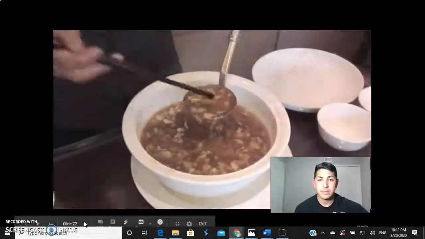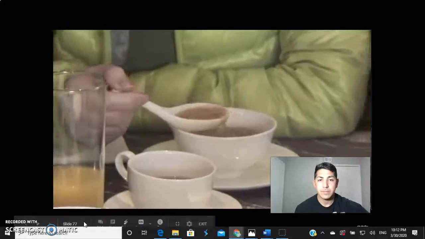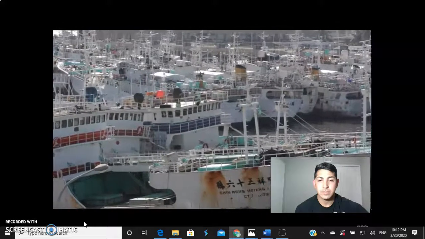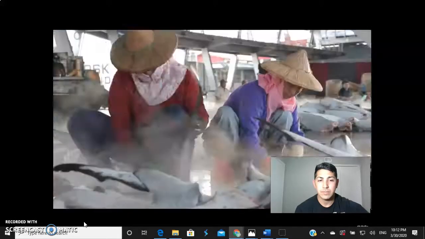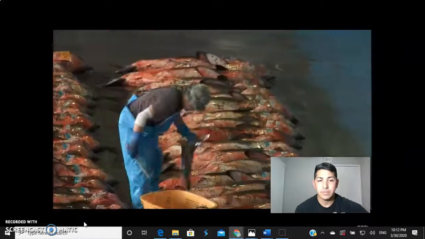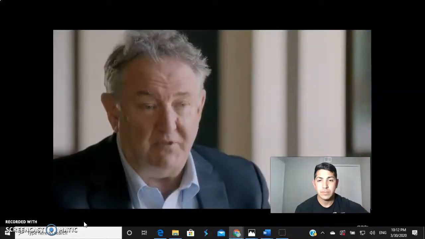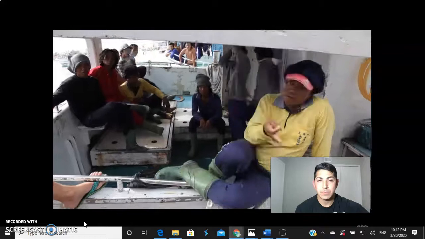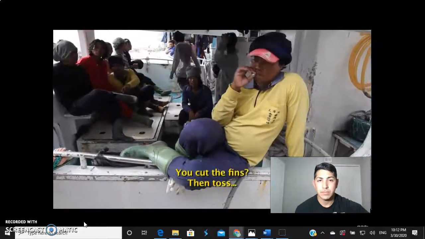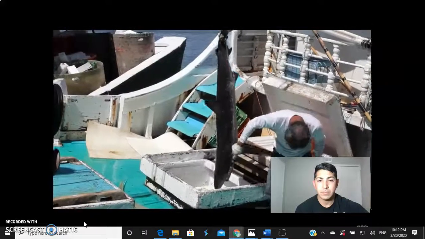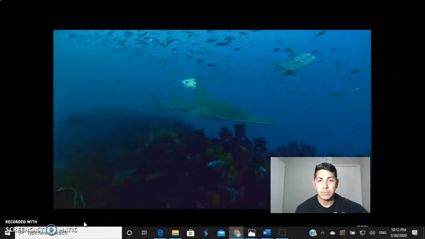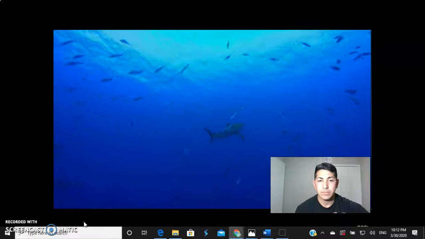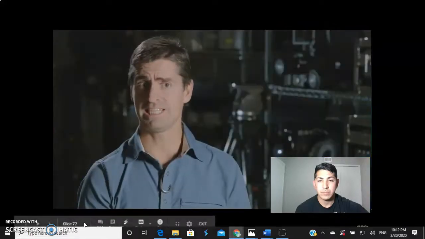With the explosion of demand for shark fin soup, global estimates for the shark fin trade put it in the neighborhood of $1 billion. It's a huge amount of money. So sharks are targeted by fleets around the world. They may simply cut the fins off and then release them to a slow and very unpleasant death. You keep all the sharks or put the bodies back? So you cut the fin and put. We don't actually know how many sharks are in the ocean. What we do know is that the big sharks, the apex predator in the open ocean food chain, their numbers have declined between 90 and 99%.